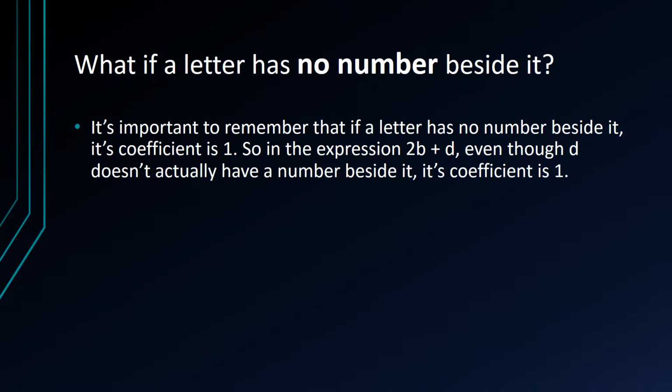At this point, you might have some other questions. One of them might be, what if a letter has no number beside it, like in that last example? It's important to remember that if a letter has no number beside it, its coefficient is 1. So in the expression 2b plus d, even though d doesn't actually have a number beside it, its coefficient is 1, because there's 1d.